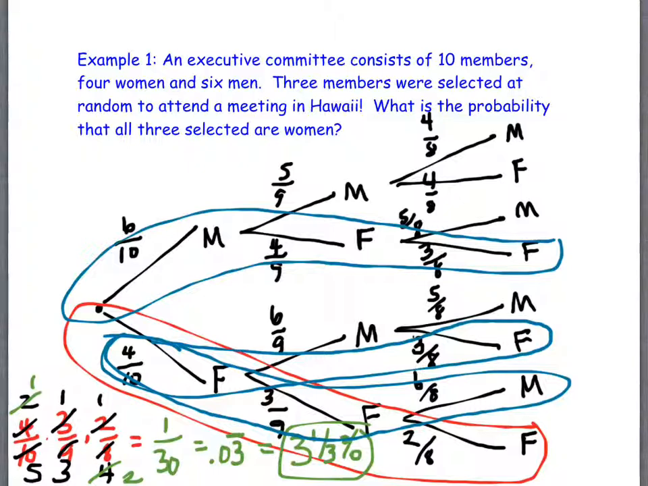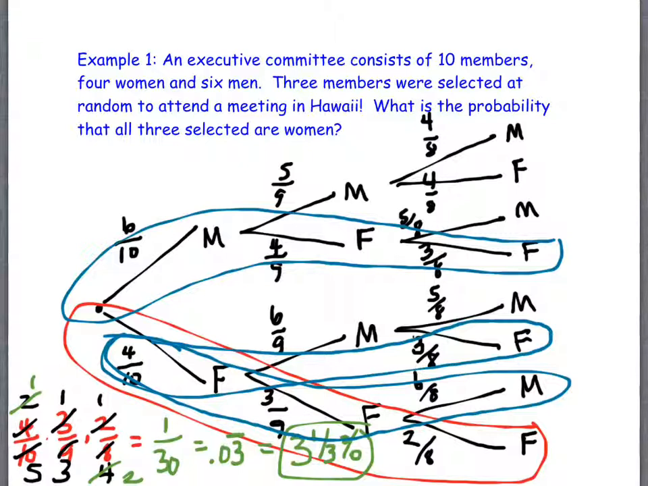Yes, Ashley? How can you tell if there's 2 women or not? Because I used M's and F's. F is female and M is male. The ones I circled are the only ones that have 2 females listed. So you're saying on the bottom, since we started with a female, then went to a female, then went to a female, that was 3 females selected out of the basket. Yes. Now I get it. So the blue ones that I circled are all the places where I have only 2 females, right?